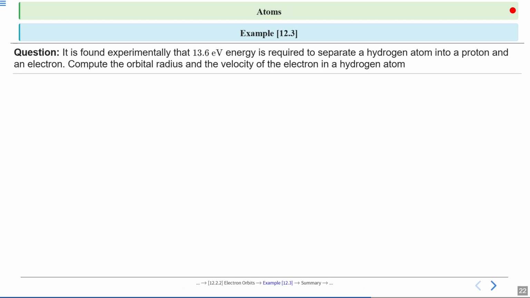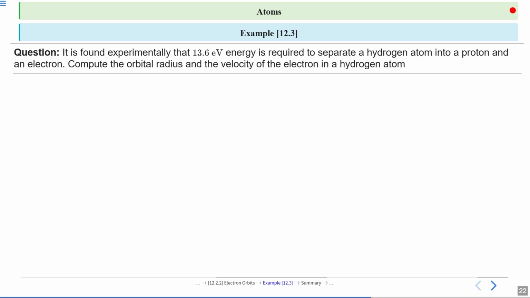So now let's cover example 12.3. Question is about the hydrogen atom. It tells us that 13.6 electron volt of energy is needed to separate a hydrogen atom into a proton and an electron. Okay, so only one electron is present in the hydrogen atom. So to remove that electron, we need 13.6 electron volt. It is given in the question. This value is called the ionization energy of hydrogen atom.